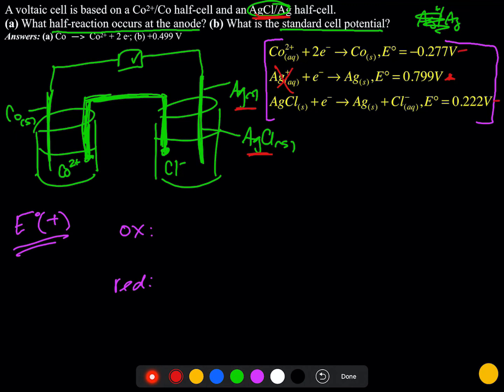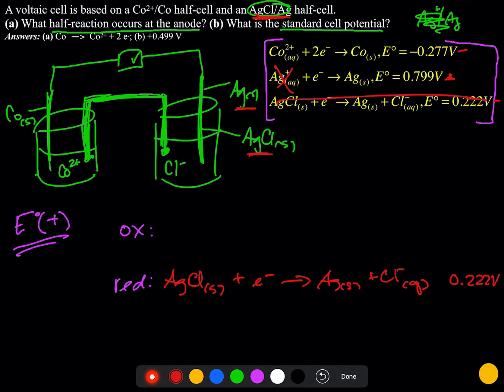And if we look, the silver chloride is the only favorable one, so that's going to be our reduction reaction. So AgCl solid plus an electron gives us Ag solid plus chloride ion aqueous, and that's got an E naught value of 0.222 volts. Okay, now we need to figure out my oxidation. So if I've already used this one and this is not an option, that means, ding, ding, ding, that must be my oxidation reaction.